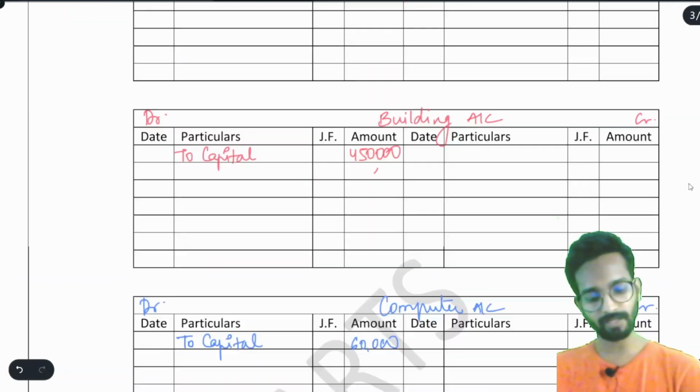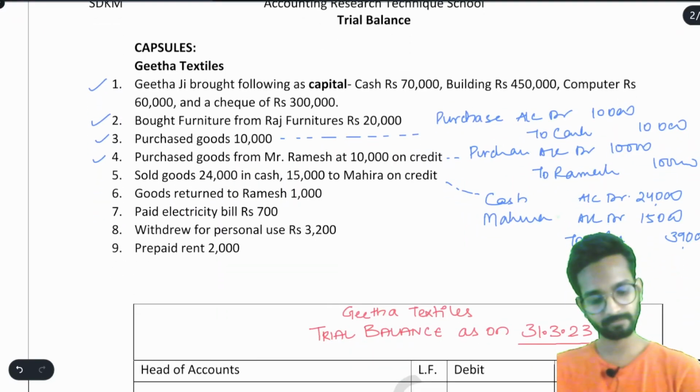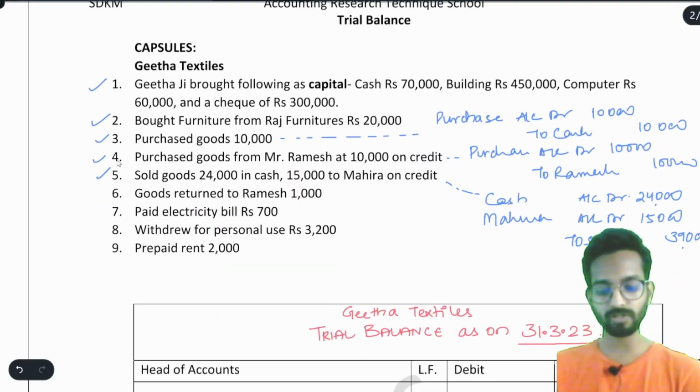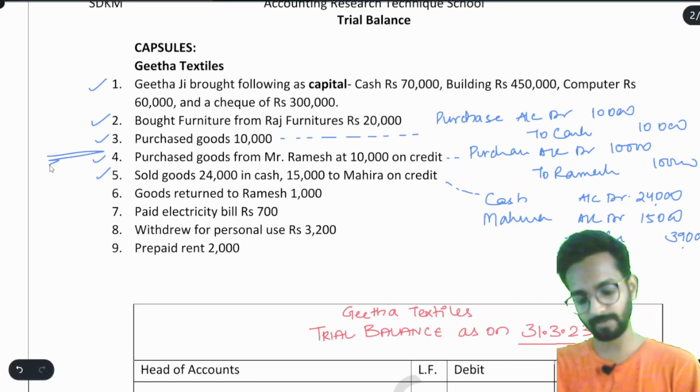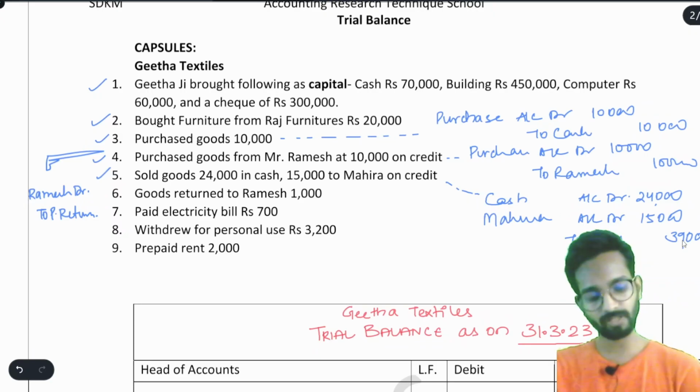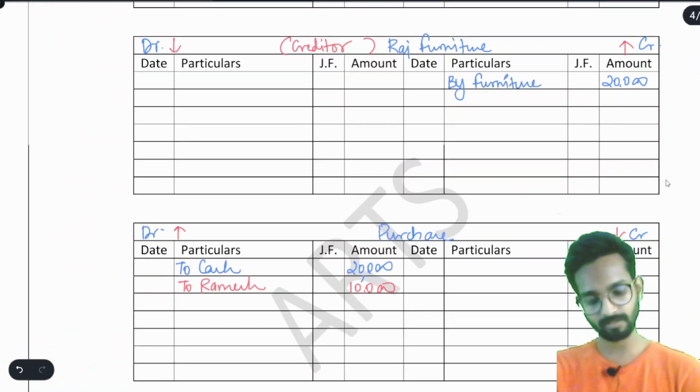Now the next question, what do we have? Goods returned to Ramesh 1,000 rupees. See, first I purchased goods from Ramesh. Now I am returning the goods to Ramesh. So what will be the entry I will pass? Here I have written already purchase account debit to Ramesh 10,000. Okay. Now what will I write? If I am returning the goods, I will write here Ramesh debit to purchase return. How much? 1,000. So I will first go in the Ramesh account and write there to purchase return.